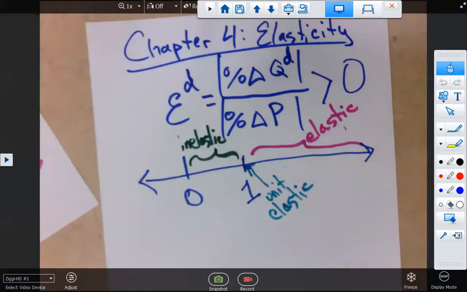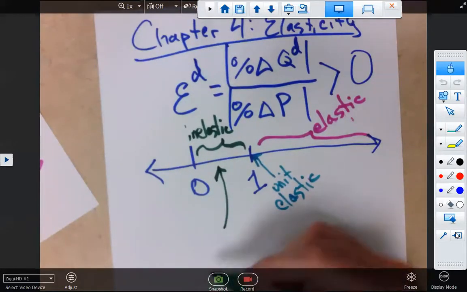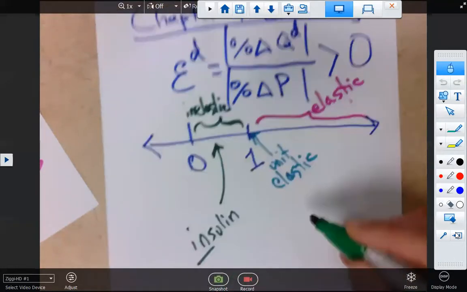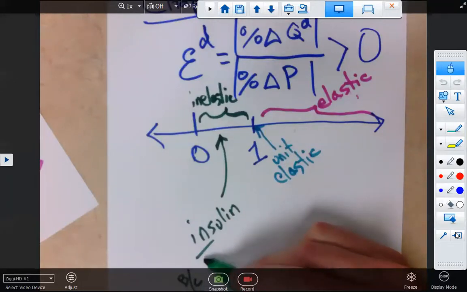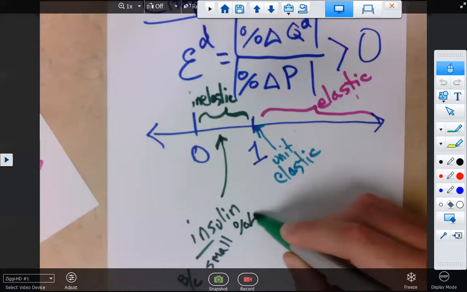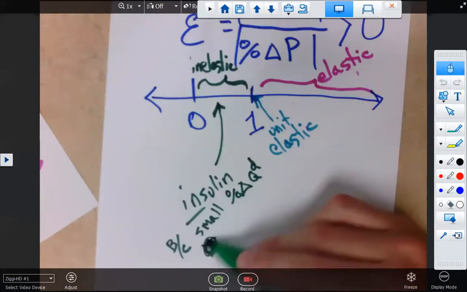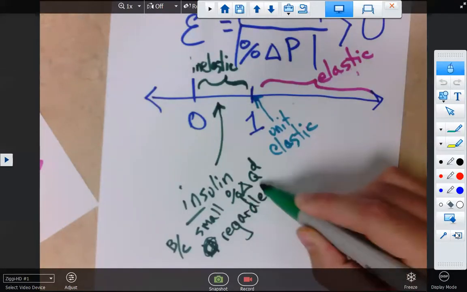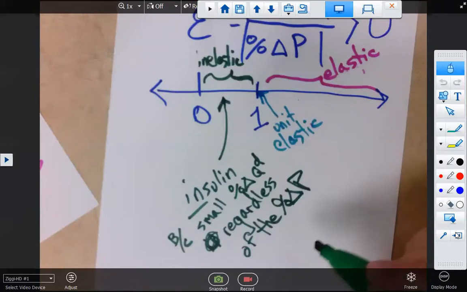So inelastic. How do we remember inelastic? What is the awesome mnemonic? What also starts with "in" that's super inelastic? Insulin. Insulin is very inelastic, right? Why? Because there's a very small percent change in the quantity demanded regardless of the percentage change in price. Doesn't matter what happens to the price of your insulin, you need it, otherwise, if you're diabetic, you're going to die. So it's very inelastic.